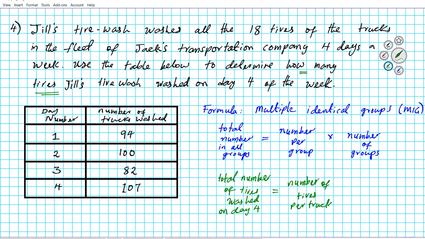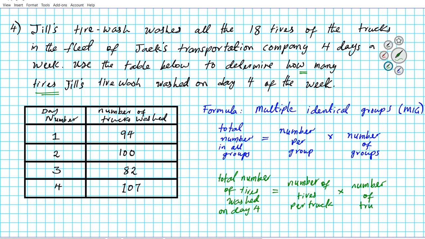Okay, remember the groups here are the trucks. So the elements in each group are the tires. So how many tires in each truck represents the number per group. Number of tires per truck multiplied by the number of groups. The groups are the trucks, so multiplied by the number of trucks.